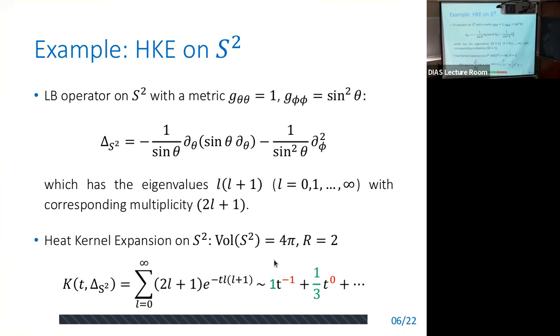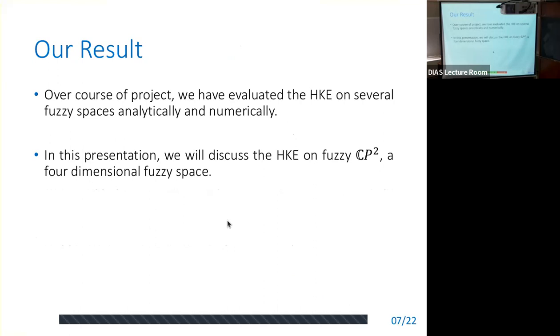And so over the course of the project, we've evaluated the heat kernel expansion on several fuzzy spaces, both analytically and numerically. And this presentation will discuss the heat kernel expansion on one of these spaces, fuzzy CP2, which is a complex projective space. That's a 4-dimensional fuzzy space, which is of somewhat bigger interest because it's 4-dimensional and space-time is also 4-dimensional.